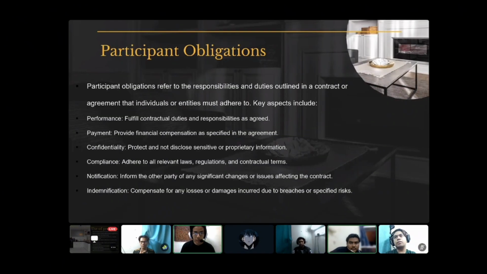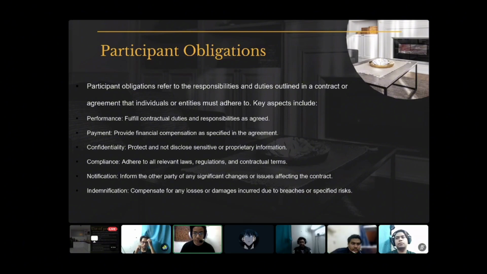Participant obligations refer to responsibilities and duties outlined in a contract or agreement that individuals or entities must adhere to. It includes performance, payment, confidentiality, compliance, notification, and indemnification.